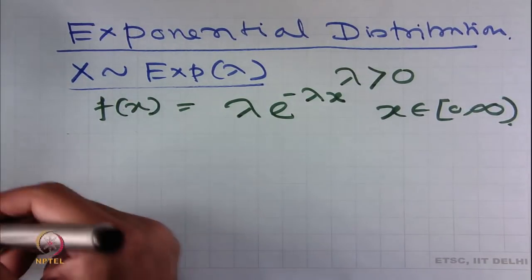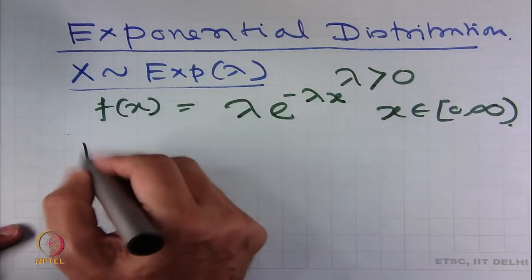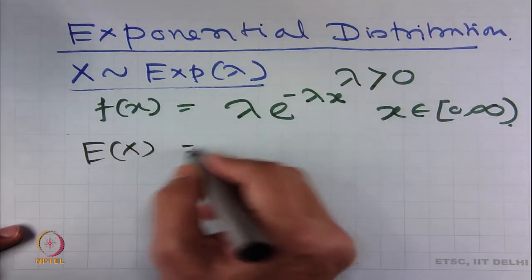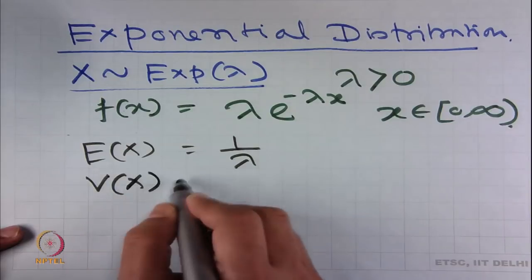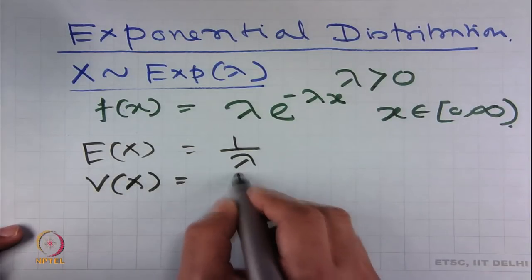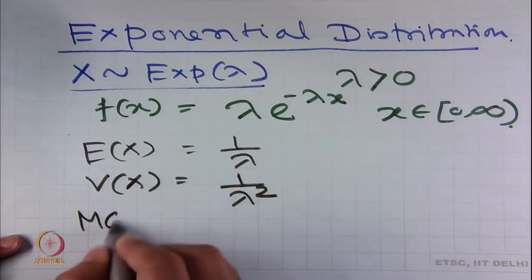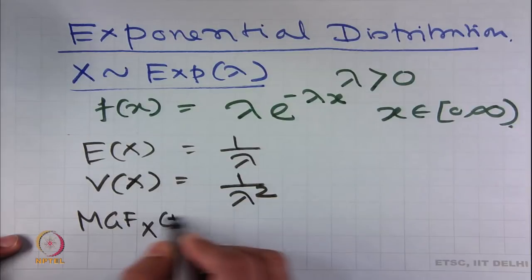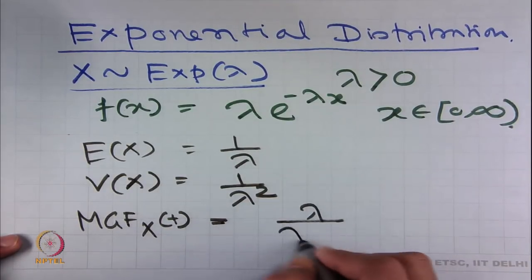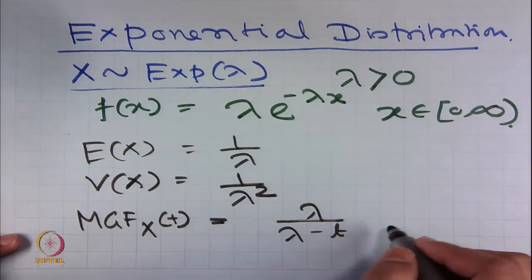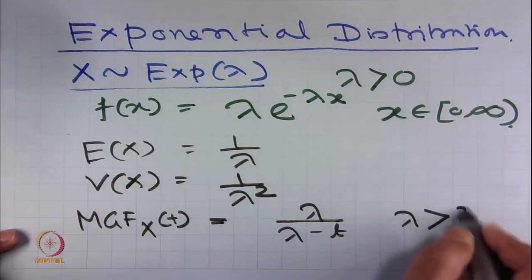It can be proved, or I will rather ask you to prove, that expectation of x is equal to 1 upon lambda, variance of x is equal to 1 upon lambda square, and moment generating function of x at t is equal to lambda upon lambda minus t. Of course, it will be valid if lambda is greater than t.